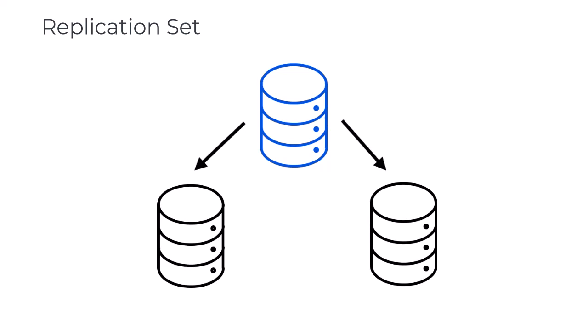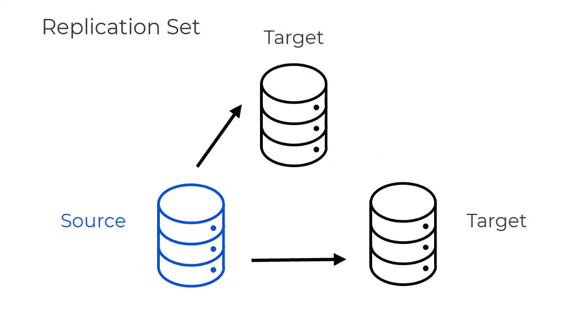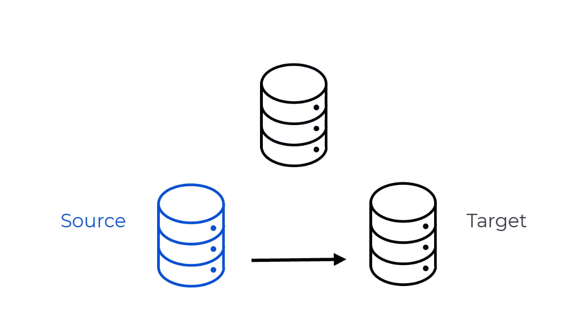Let's take a look at failover transitions. A failover transition is a planned switch between the source and target roles in a replication set. This transition keeps the replicated database online when we perform routine maintenance on a database in the set.